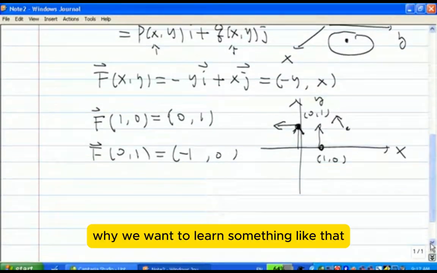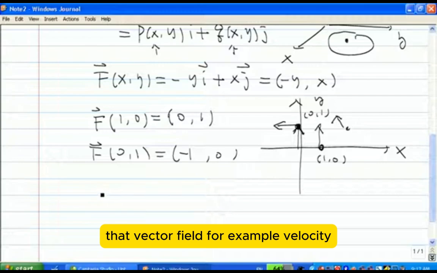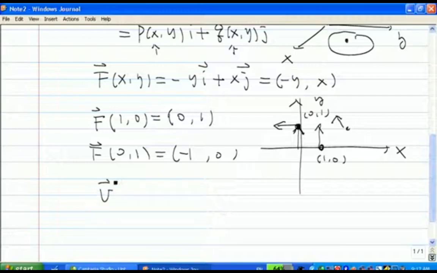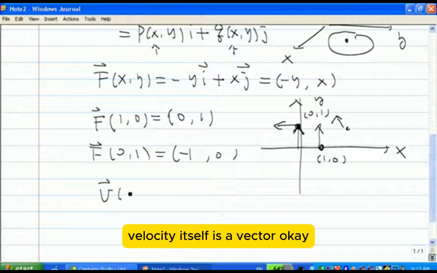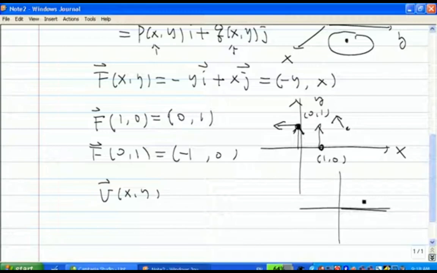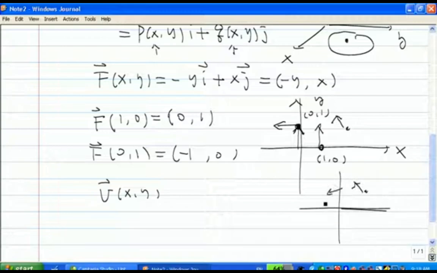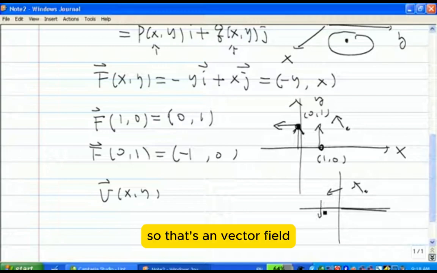Why do we want to learn something like that? Because lots of the variables in the real world are vector fields. For example, velocity. Velocity itself is a vector. So, say, at a different point, your velocity will be different. So that's a vector field.